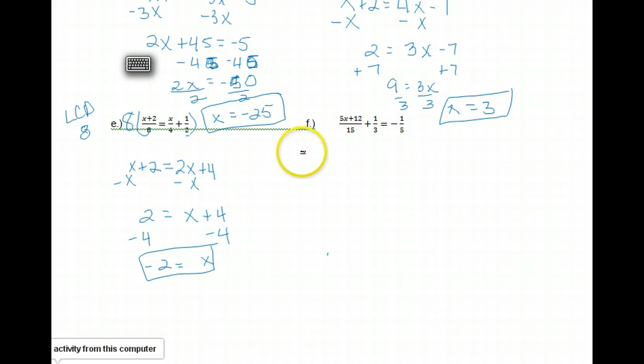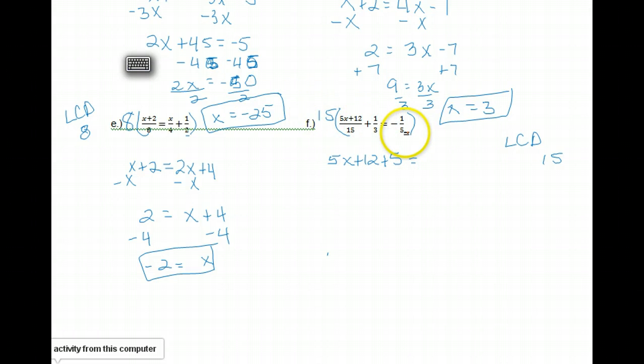Okay, by now everyone should have had an opportunity to solve letter F, and we should have found that our LCD for letter F is 15. So we will be distributing a 15 into the entire equation. 15 divided by 15 is 1, so that means that we will have 5x plus 12 left in the numerator. 15 divided by 3 is 5. 5 times 1 is 5. So we'll bring down a positive 5.